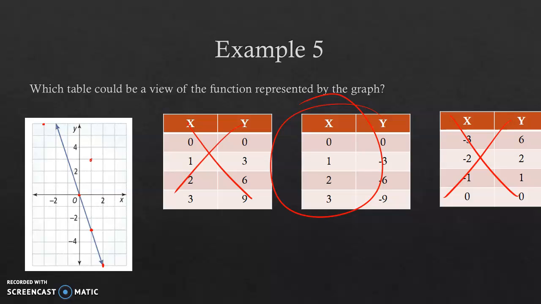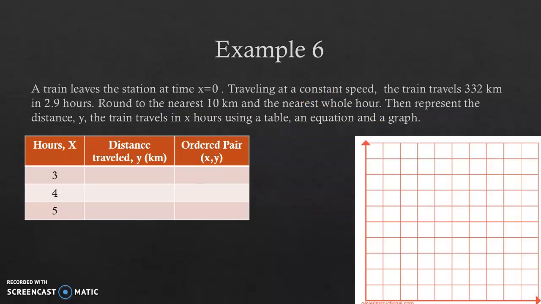That's it. Okay. Example 6. A train leaves the station at time x equals 0, traveling at a constant speed. The train travels 332 kilometers in 2.9 hours, round to the nearest 10 kilometers and to the nearest whole hour. So the first thing we're going to do is round to the nearest 10 kilometers. So 332 would become 330 kilometers, and 2.9 would be 3 hours. Okay, so right now we know that we are doing 330 kilometers.